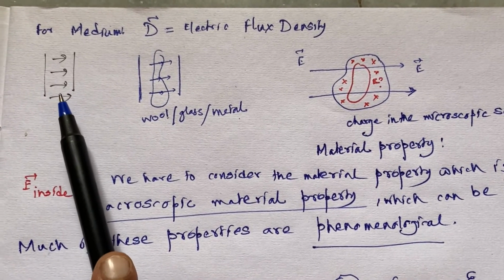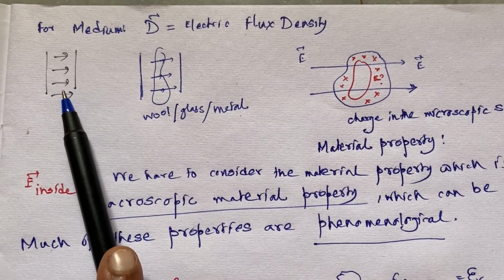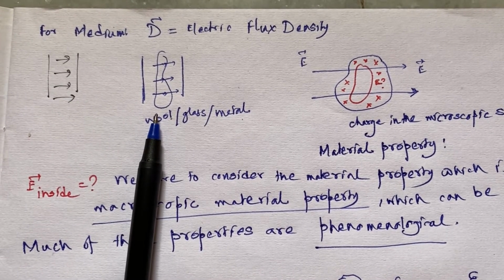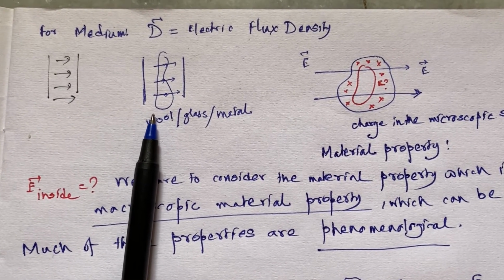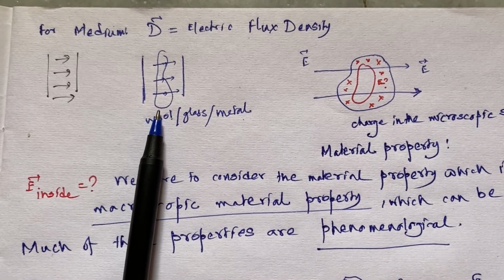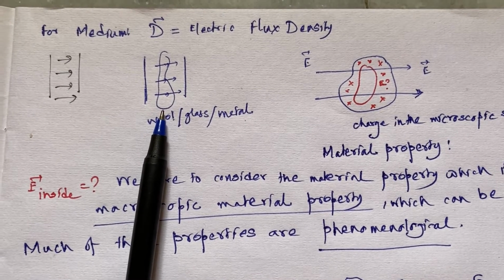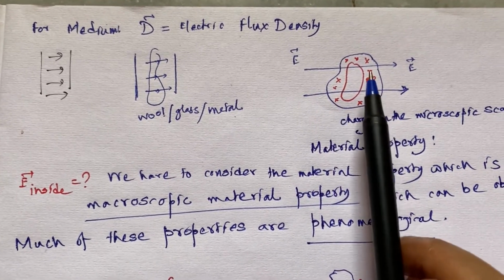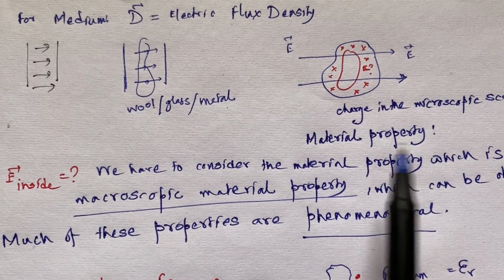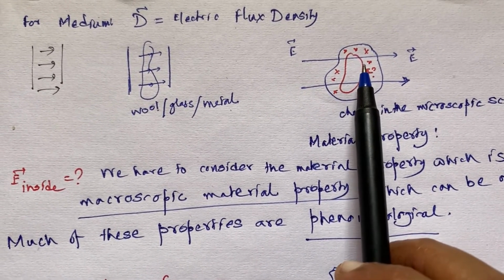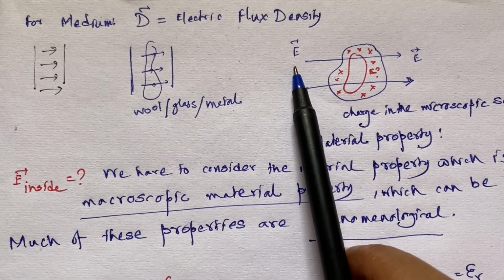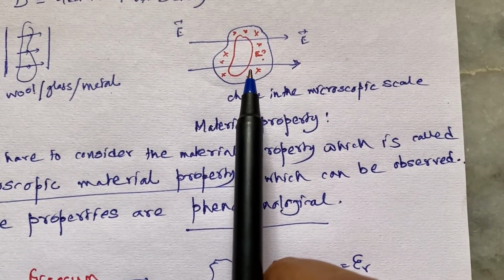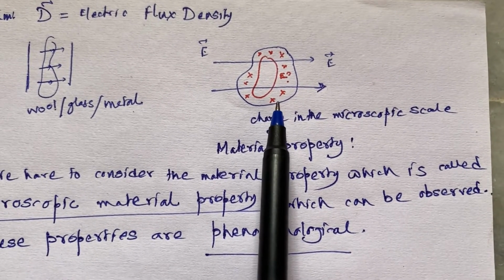Suppose we have replaced this air with some material like wool or glass or maybe some metal. Then what will be the electric field inside? Is it the same as before? Now, suppose we have a material, this is just for illustration purpose. If we have a material, we have electric field E here, we have electric field E here. But what is the electric field inside the material?